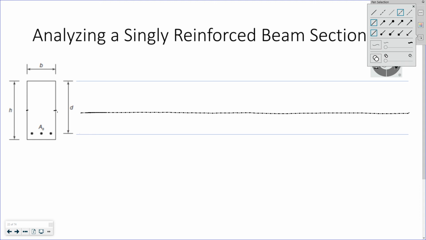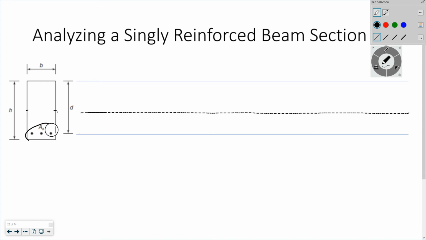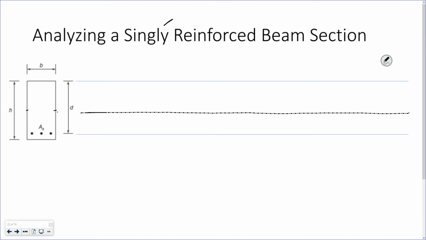So here we have a singly reinforced beam section. Not quite at the centroid, but it'll do. Okay, we have a singly reinforced beam section. Singly reinforced because there's only tensile reinforcement on one side. And we're assuming it's tensile reinforcement because it's in the bottom, and we're assuming positive bending, and tension would be in the bottom.